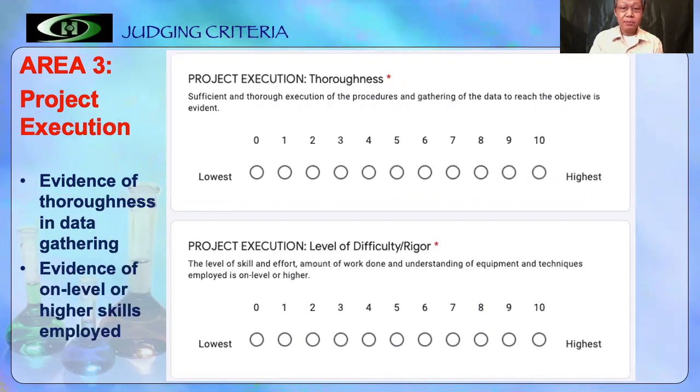The third area would be project execution. This is where you would look into how the students gathered their data. Were they thorough enough? Did they apply skills that are commensurate and appropriate for, or at least on par with, the rigor of the scientific investigation that they were doing? Okay, so that's what you want to evaluate in area 3, the project execution. Did they gather enough data? So basically what you're evaluating here is how well they implemented their procedure.